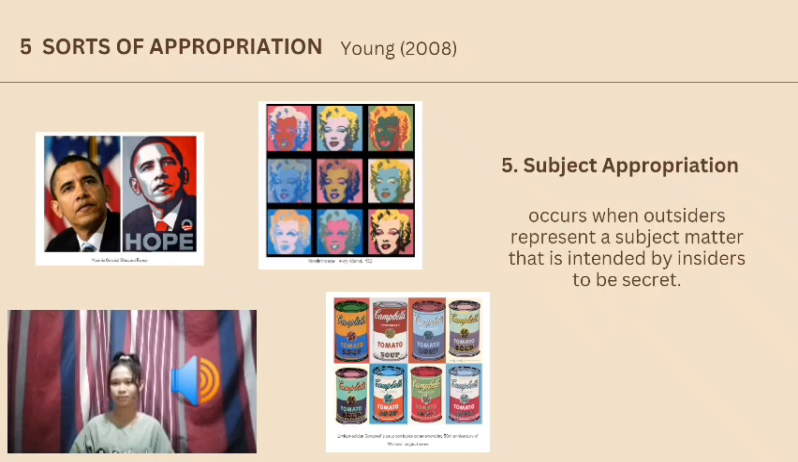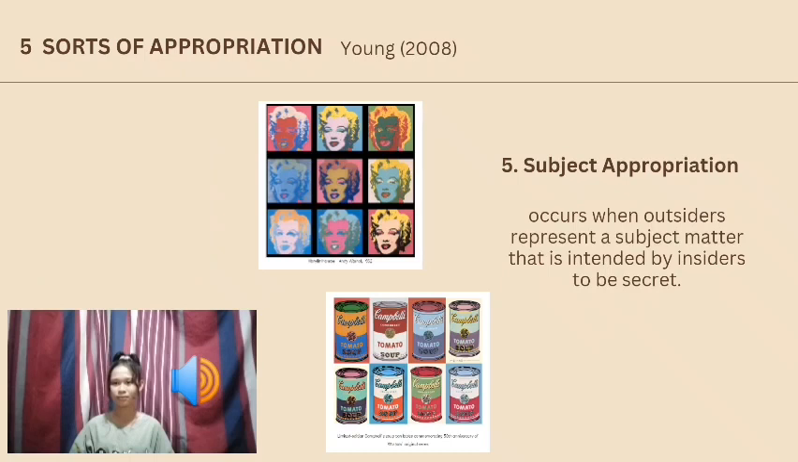Subject appropriation has sometimes been called voice appropriation, particularly when outsiders represent the lives of insiders in the first person. In many discussions of appropriation, concerns have been raised about outsiders who represent in their artworks individuals or institutions from another culture. When this sort of appropriation occurs, no artistic product of a culture is appropriated. Instead, artists appropriate a subject matter, namely another culture or some of its members.